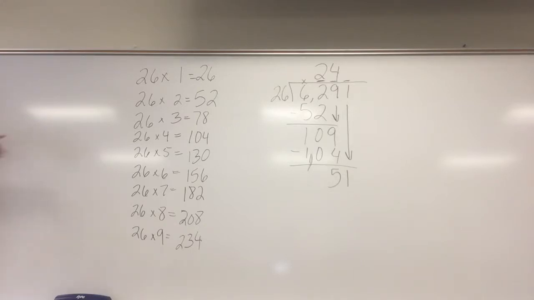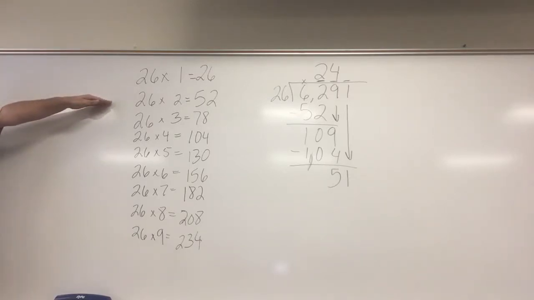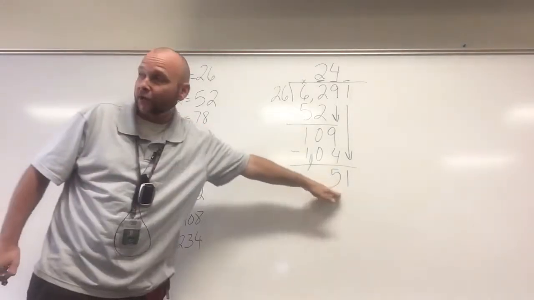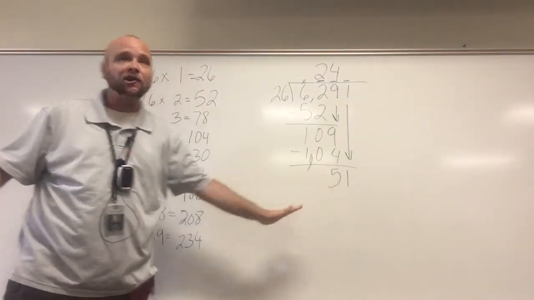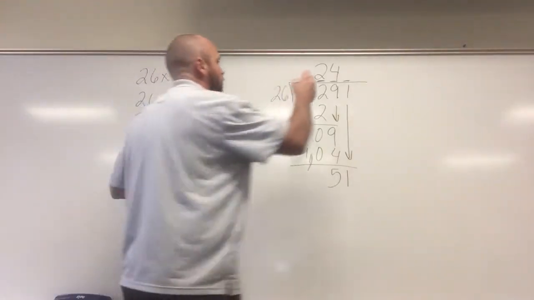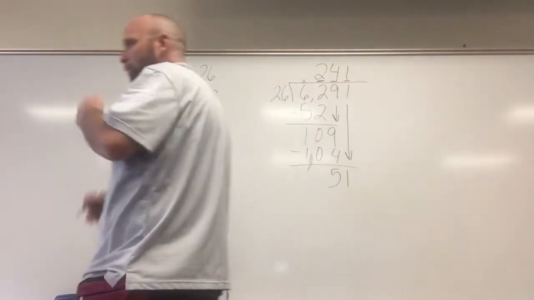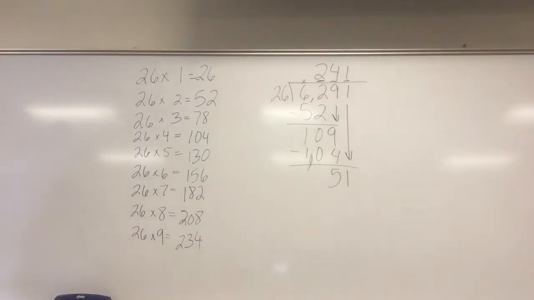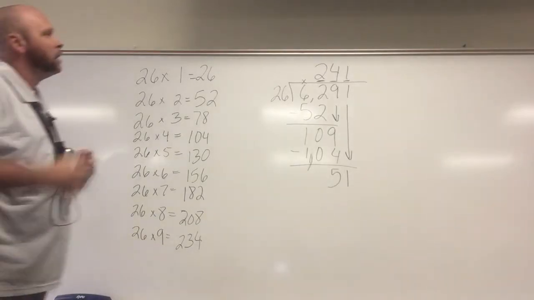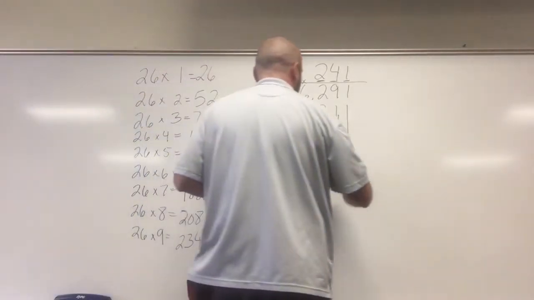What is 26 times 2? 52. And since 52 is bigger than 51, I can't use that. So I have to use 26 times 1. Hunter, don't you have that on your paper? Okay. All right, so 26 goes into 51 one time.